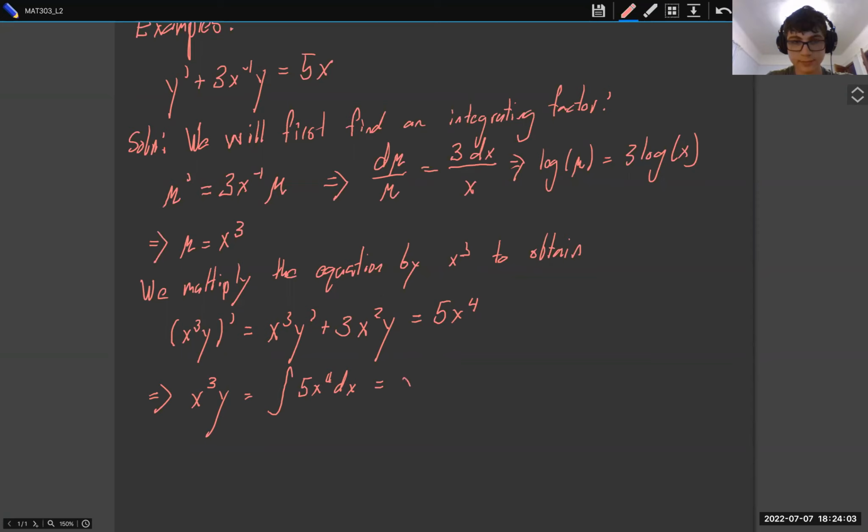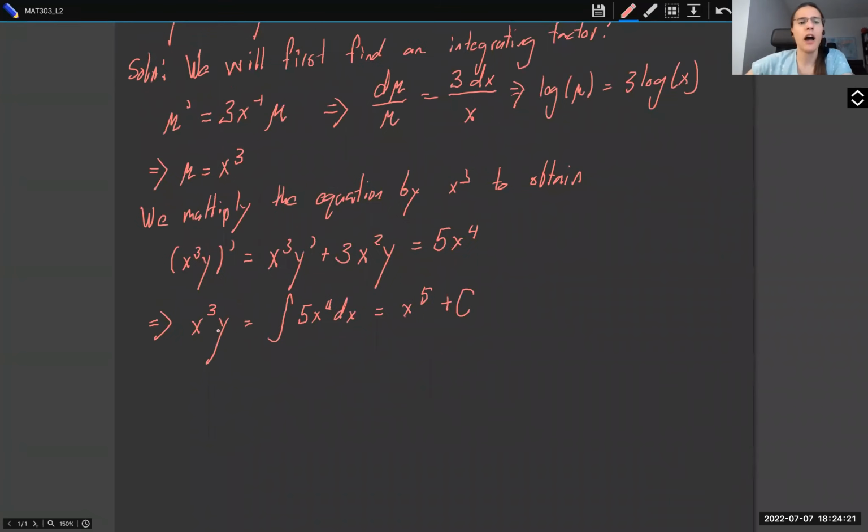X to the fifth. Yeah, because if I take the derivative of x to the 5th, the 5 comes down, and then I get x to the 4th. So that's good. And then the constant, well, there isn't any particular form suggested here, so let's just put c. So let's not min-max this at the moment. And what happens then is that we get that y is equal to, dividing by x cubed everywhere, x squared, that's the particular solution, plus c times x to the power of -3. And that's the solution to the homogeneous equation.